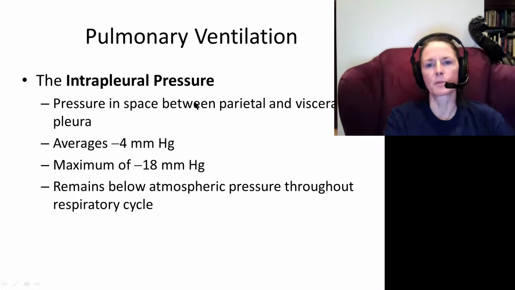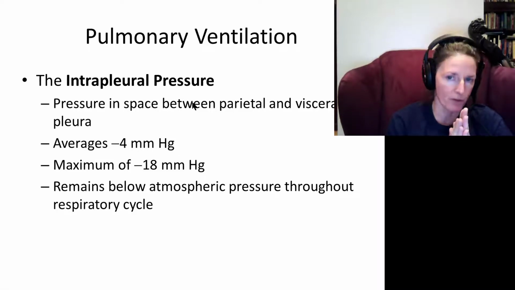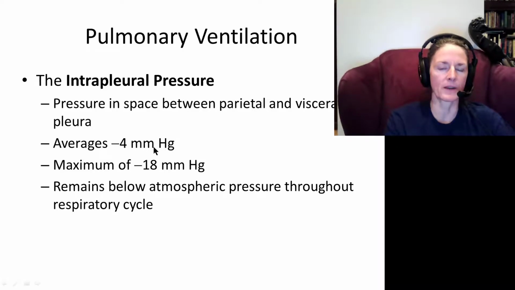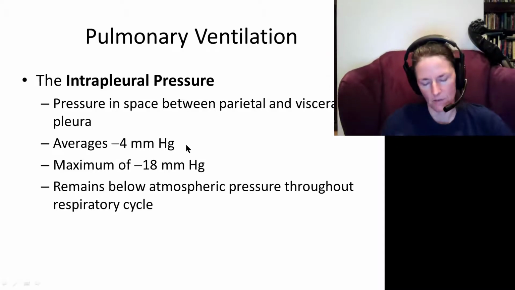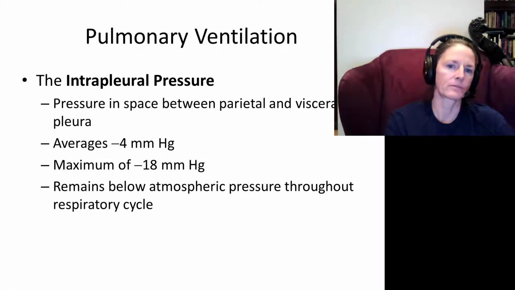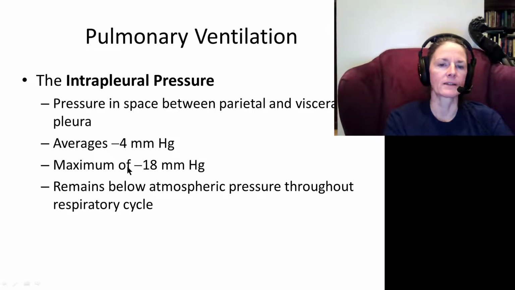All right, so the interpleural pressure is a little bit different. And this is going to be that space between the parietal and visceral pleura. So it's going to average about -4 millimeters of mercury. And here again, this is to prevent that elastic recoil of the lungs. So this keeps it from, basically, it prevents the lungs from collapsing on themselves. So it's going to be about an average of -4 millimeters of mercury, and then it can be as low as -18 millimeters of mercury. And it's always going to be below the atmospheric pressure throughout the respiratory cycle.